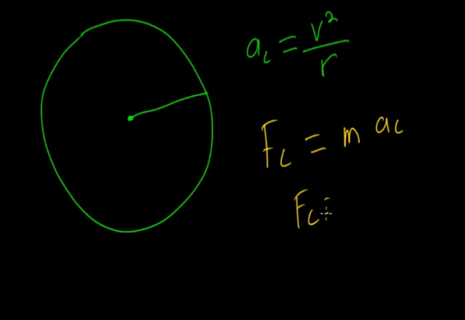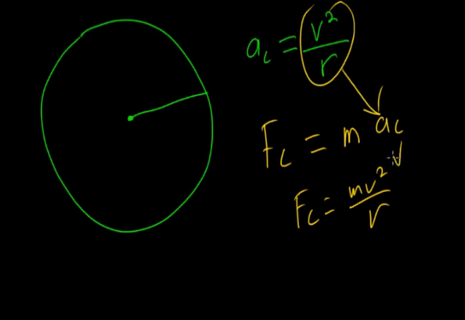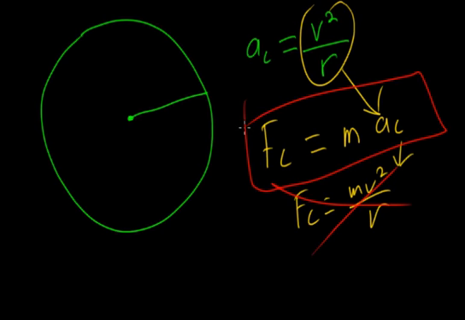Sometimes you'll see this formula written like this, mv squared over r. But do you see that they just took that and plugged it in there to get that? So you may see this. I don't see any purpose in trying to memorize another formula because we already know that force equals mass times acceleration, so that should be good enough.